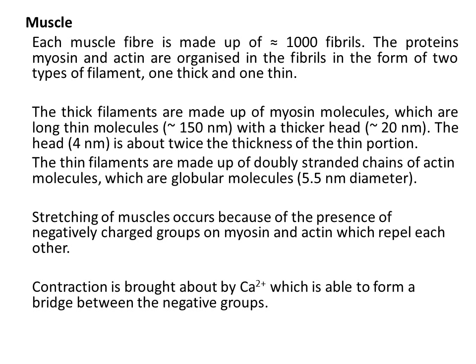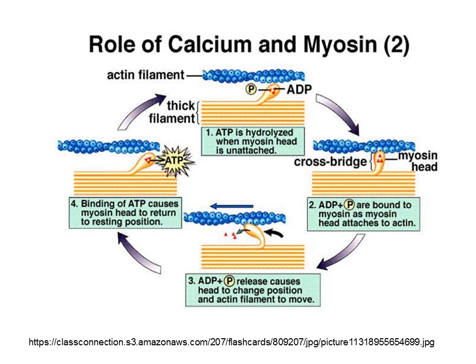in diameter. And stretching of muscles occurs because of the presence of negatively charged groups on myosin and actin, which repel each other. Contraction of a muscle is brought about by the calcium 2 plus, which is able to form a bridge between those negative groups on the actin and myosin. So without the calcium 2 plus ions in our muscles, the muscle would not contract. So this is just a diagram showing the role of calcium and myosin in muscle contraction.